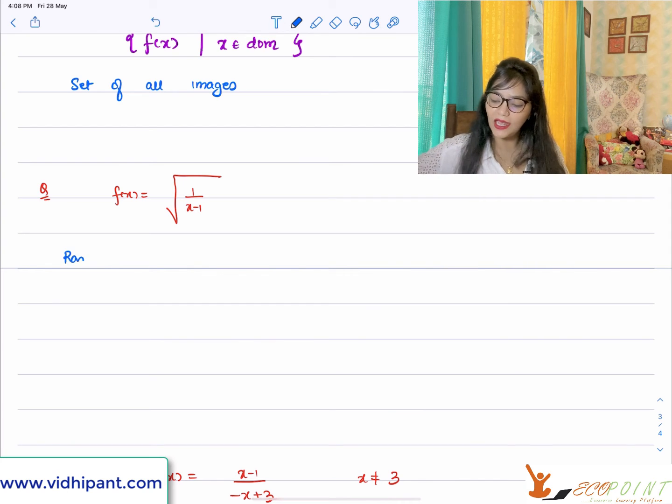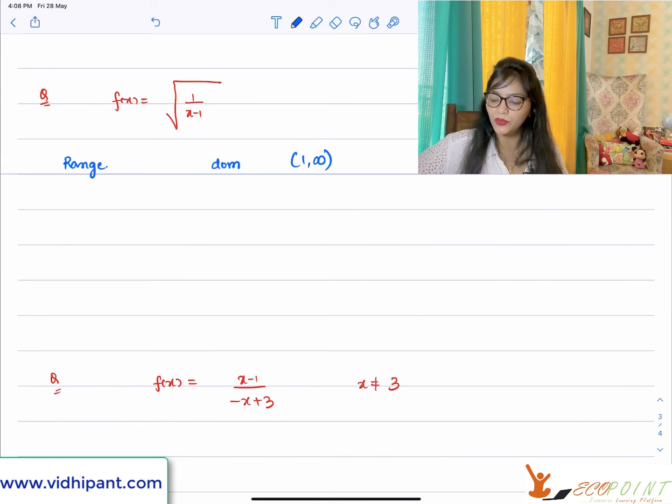So, again, let's now pick up the same function that I had given to you, square root of 1 upon x minus 1. So, what is the range for this? If we want to find out the range, we know the domain is open 1 to infinity. So, everything strictly greater than 1 is part of the domain. What will be the range?